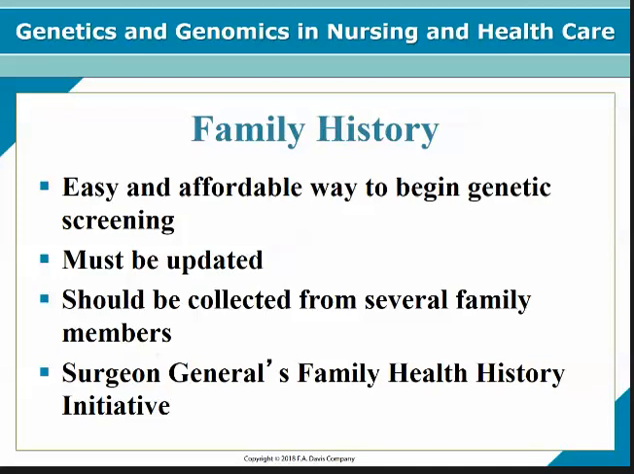Getting a family history is a really easy and affordable way to start your genetic screening of a client. The family history must be updated on a regular basis because we know it changes frequently, and it should be collected from more than one family member because everyone has a little bit different story to tell. You might get some vital information from one family member that you wouldn't get from someone else. The Essentials of Baccalaureate Education for Professional Nursing Practice, put out by the regulating bodies, requires that all BSN grads can construct a 3-generation pedigree with standardized symbols and terminology, which is what I hope you get from today's lecture.